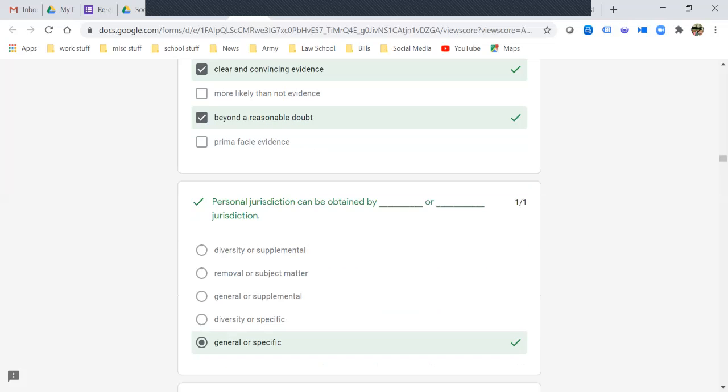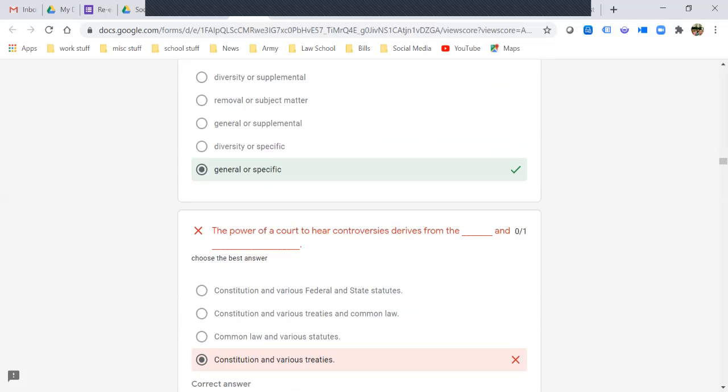Personal jurisdiction can be obtained by general or specific jurisdiction. Again, you need to know the different elements for general and the different elements for specific.